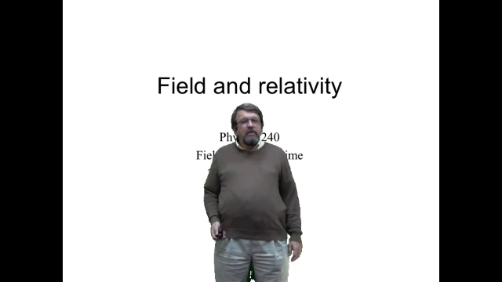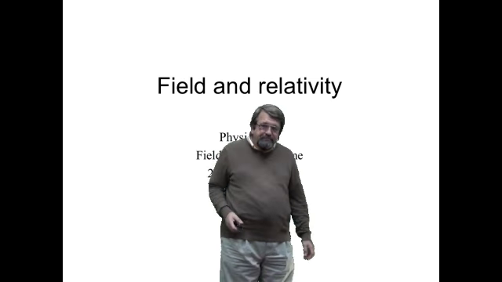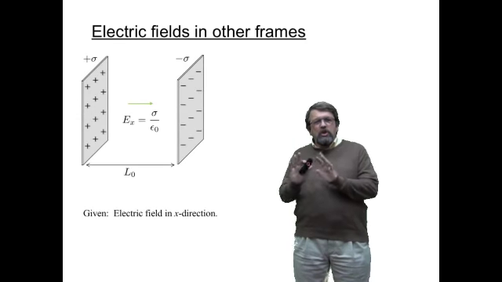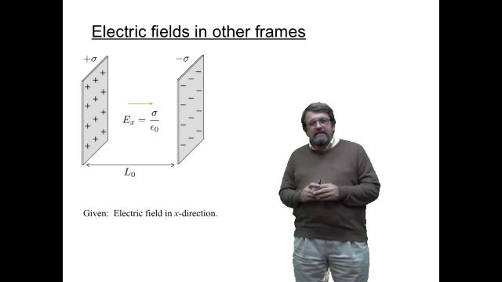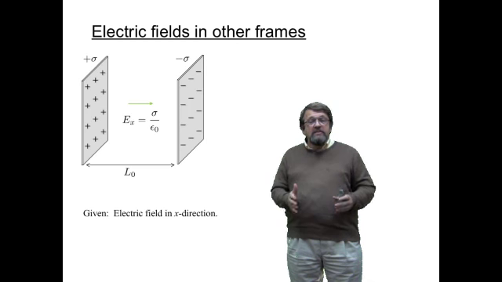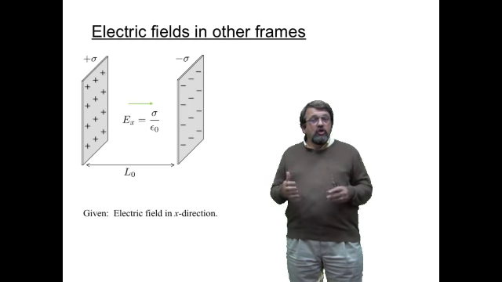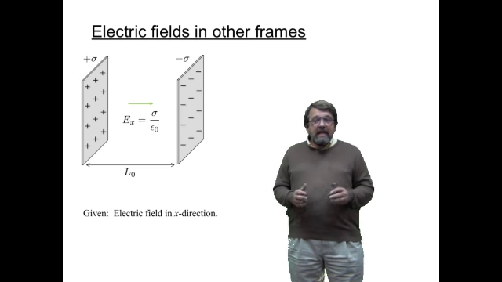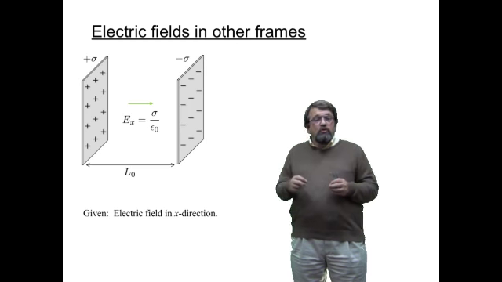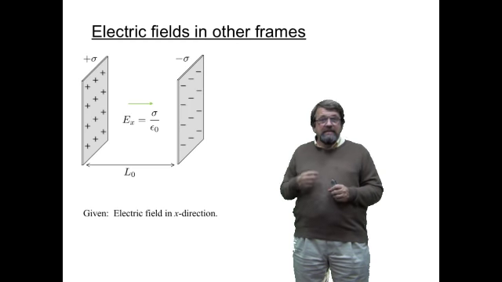Okay, so let's begin. Let's start by thinking about a uniform electric field in space. The field is produced perhaps by a couple of parallel plates containing uniform surface charge density sigma. If we arrange the plates perpendicular to the x-axis, then the field that's produced will be in the x direction, and the magnitude of that field will be sigma, the charge density, over epsilon naught.